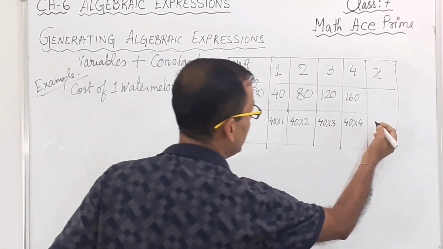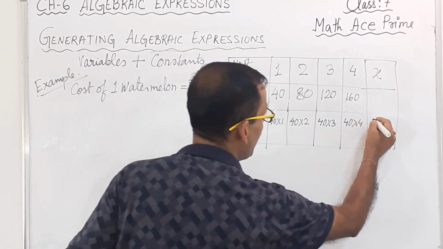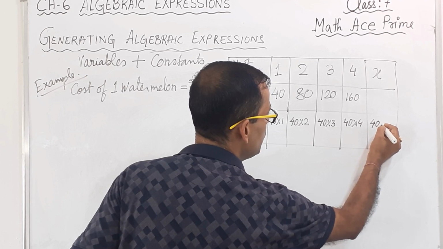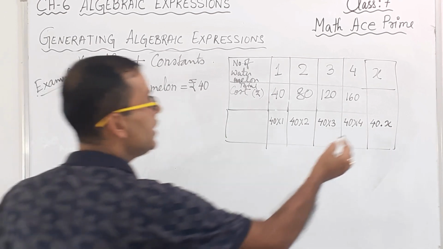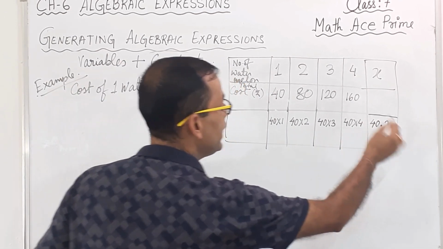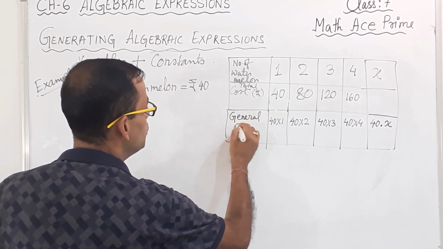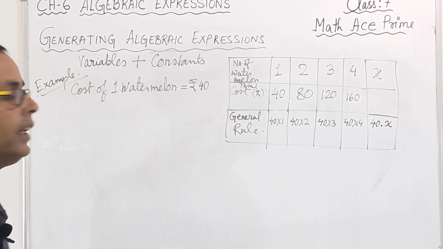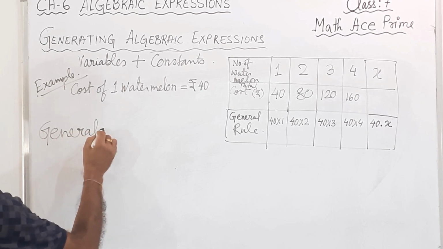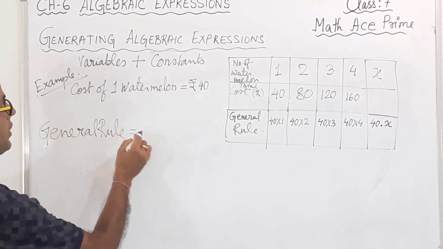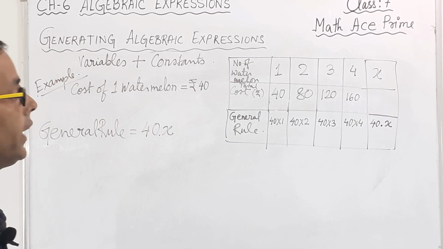So then how will I get it? The cost of x watermelon, the total cost, will be how much? 40 into x. That means 40 dot x, that is 40x. So this one is what? This is the general rule. Okay, understanding or no? Or the generalized form. So the general rule for this sum is what? 40x, that is 40 into x.